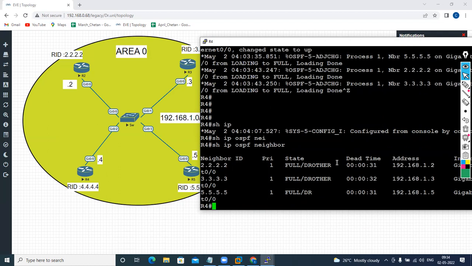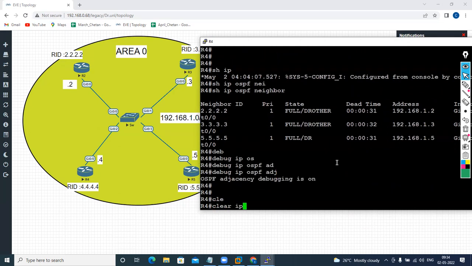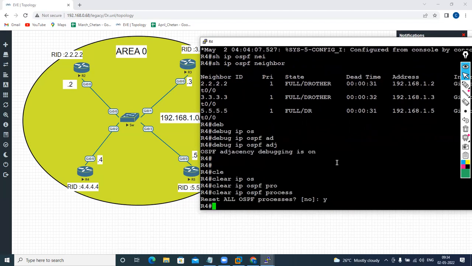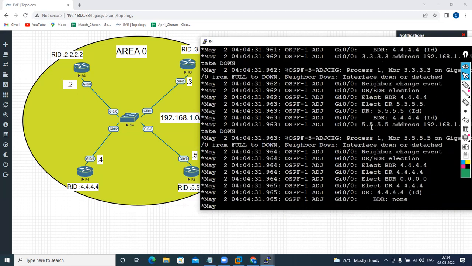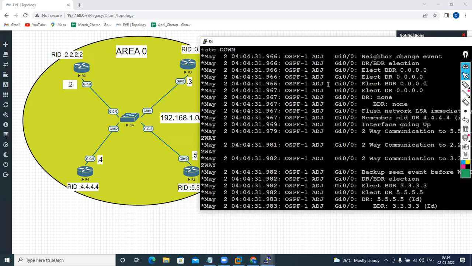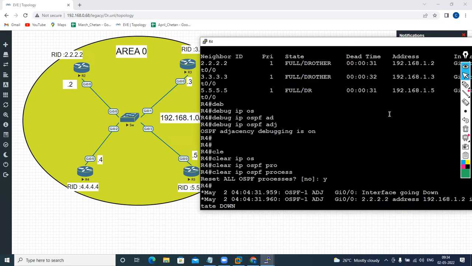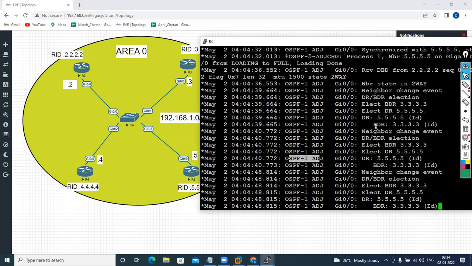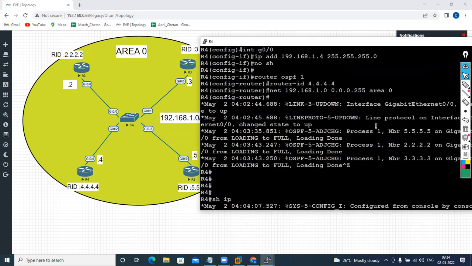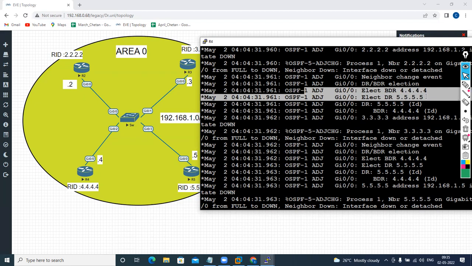Before moving on, let me debug IP OSPF adjacency, and then clear the IP OSPF process. See the DR BDR election. First the BDR will be elected, can you see here? First the BDR, and then it will elect the DR. The hello packets are exchanged every 10 seconds. First it will elect the BDR and then the DR. I hope this part is clear, and the adjacency part is also clear.